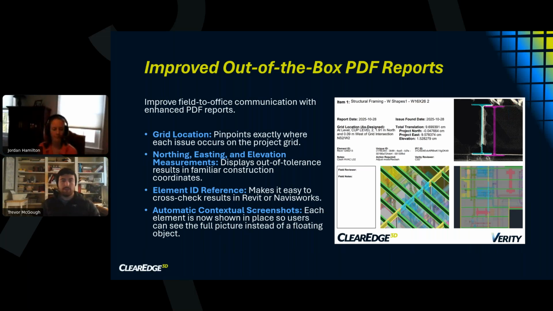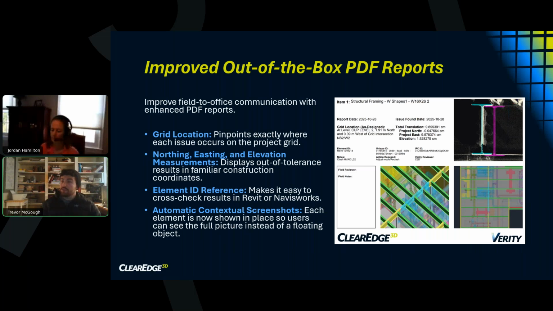One of the biggest requests from users was grid locations. Basically, how do I find my element on site? So one of the new things we've added to the report is the grid intersections. That way users can quickly say, this element is located this distance off of this grid, to quickly find the element on site.